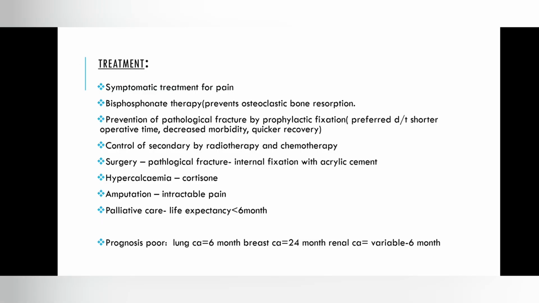Now, talking about the treatment, it is mainly symptomatic treatment for the pain, and bisphosphonate therapy can also be given, which prevents osteoclastic bone resorption. For the prevention, we can also do measures to prevent the pathological fracture, and the prevention of the pathological fracture is more preferred than ultimately treating the pathological fractures, as there is shorter operative time, there is decreased morbidity, and there is quicker recovery. And for the control of the secondary, we can do radiotherapy or chemotherapy.